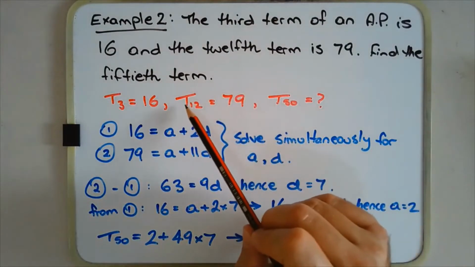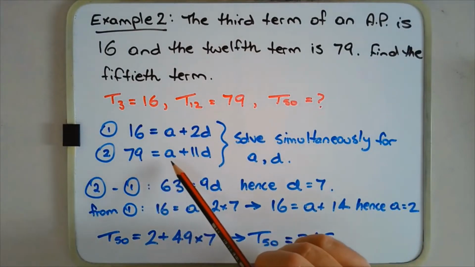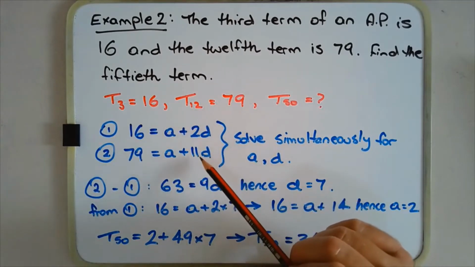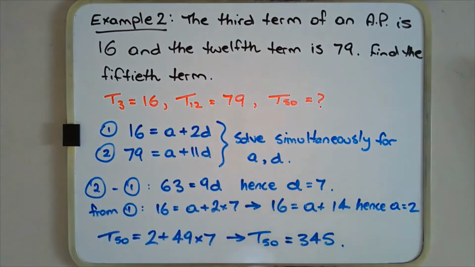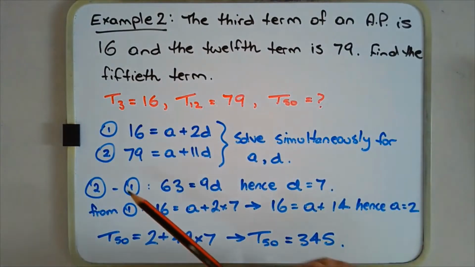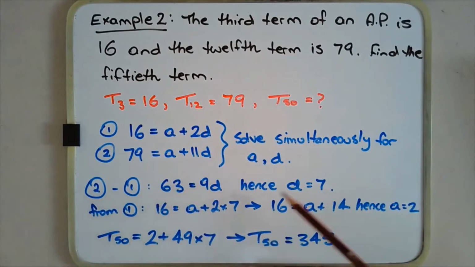Now using the fact that T12 is equal to 79, we can form another equation. So 79 is equal to a plus 11d. So again, n minus 1, 12 minus 1 is 11. So we have this second equation here. Now we need to solve simultaneously for a and d. And we can use the elimination method because we can easily eliminate a by subtraction. So equation 2 minus equation 1, we have 79 minus 16 is 63. a minus a is 0, of course, and 11d minus 2d is 9d. And dividing both sides by 9, we get d is equal to 7, so that's the common difference.